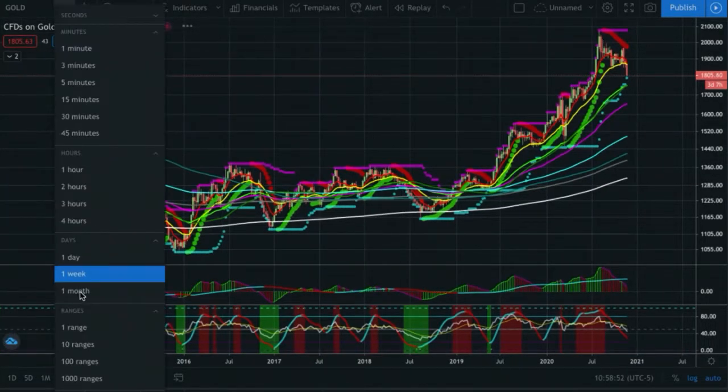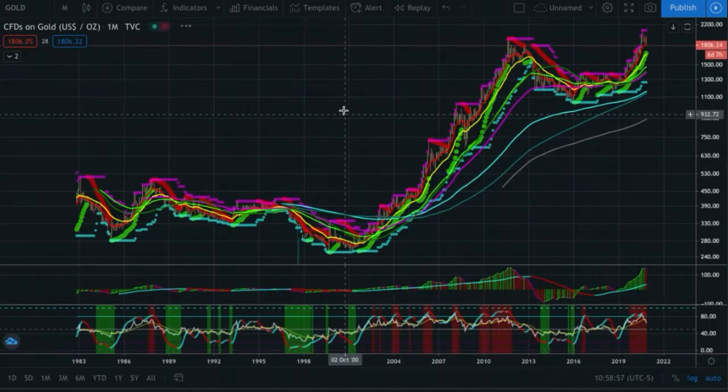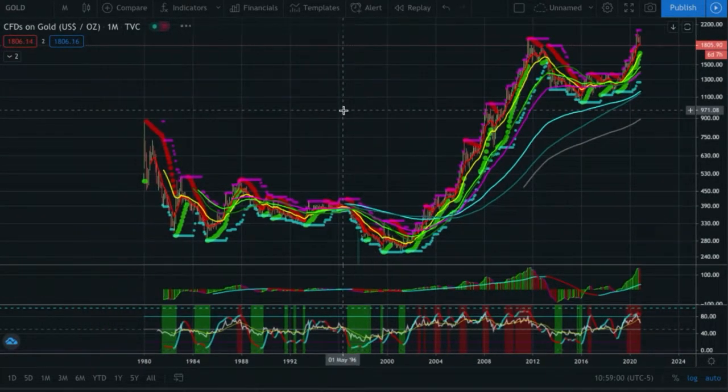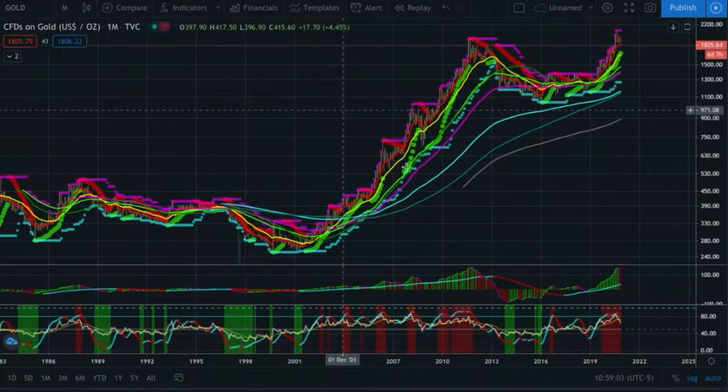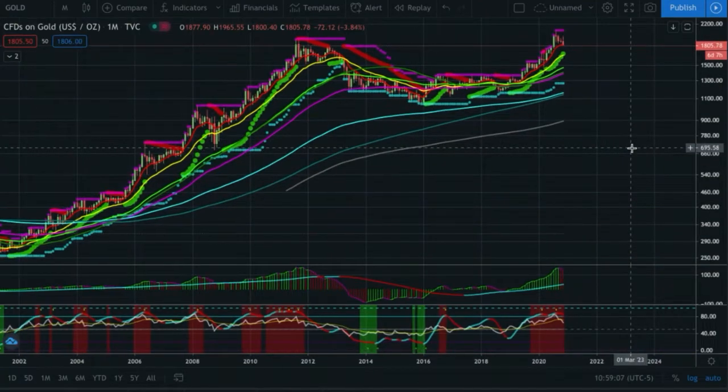Let me switch over to the monthly. And obviously gold has been doing this for a much longer period of time. But essentially we topped out in 2012 previously. So basically it took over 8 years to get back to the all-time high.